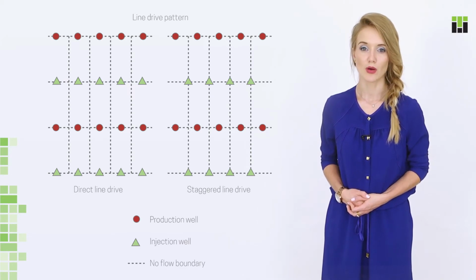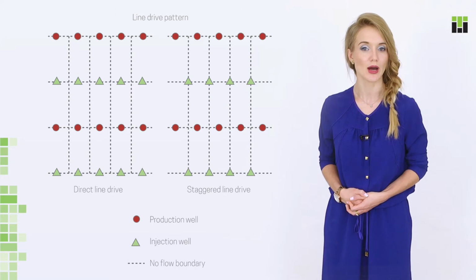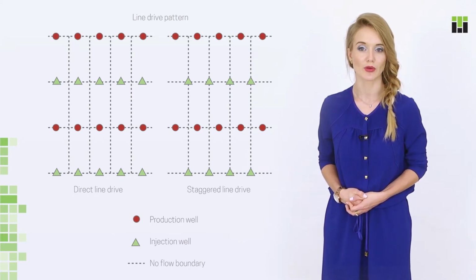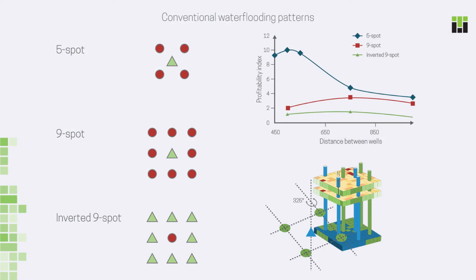Please mind that both line drive and 5-spot pattern have 1:1 injector-producer ratio, which effectively means that the number of injection wells is equal to the number of producers. This ratio is very important in situations where either injectivity or productivity of the wells are limited. For example, if injectivity is less than productivity, then we want to use the 9-spot pattern with more production wells than injectors. We don't want to have too many injection wells as each of them brings extra expenses, so each oil barrel produced will cost us more.